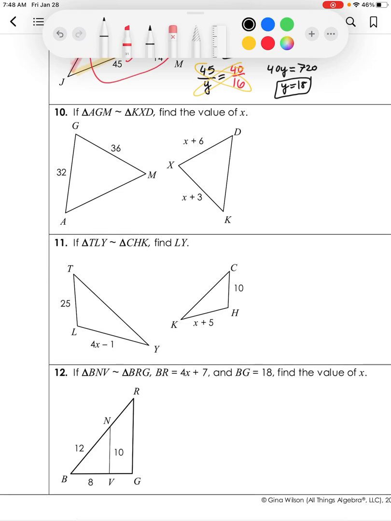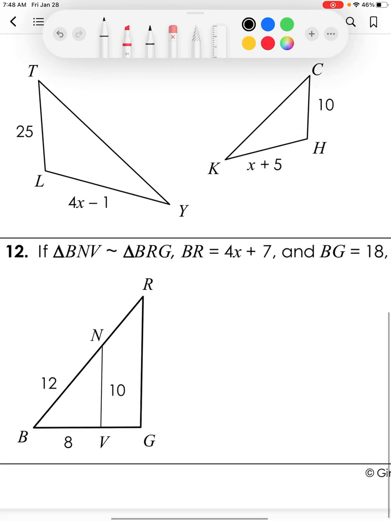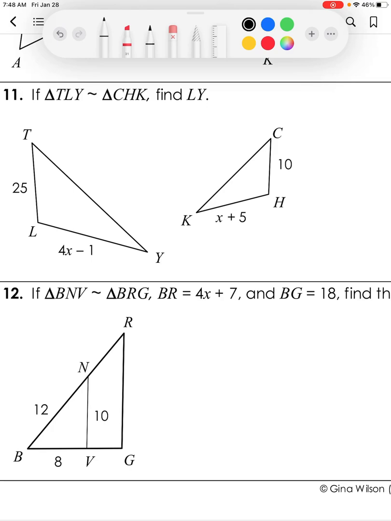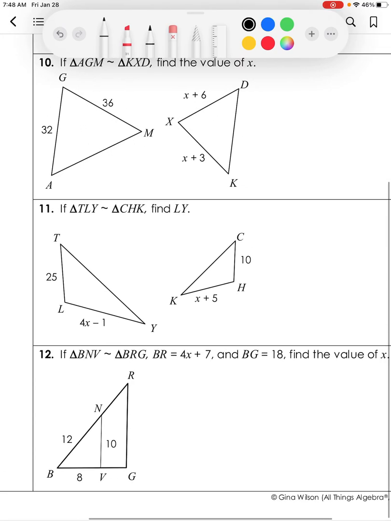Alrighty. One last problem for today. Let's look at number 12. Here we're given the two triangles are similar. We have a small triangle and then a bigger triangle. And they gave us some values. Let me go ahead and put those in there.